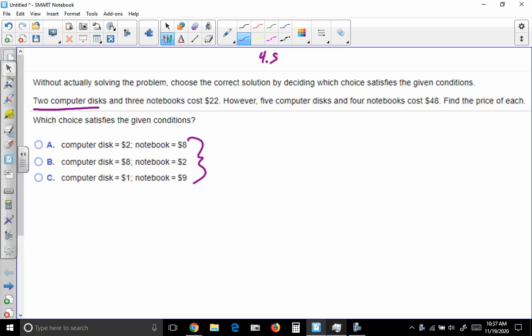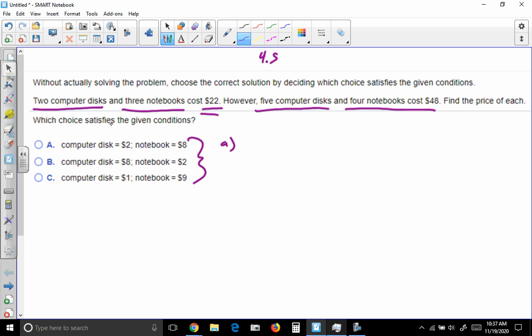It says 2 computer disks and 3 notebooks would cost us $22. But if we got 5 computer disks and 4 notebooks, it would cost us $48. So they want us to see which of these combinations would work for both of these. So if it's the first one, let's try A.